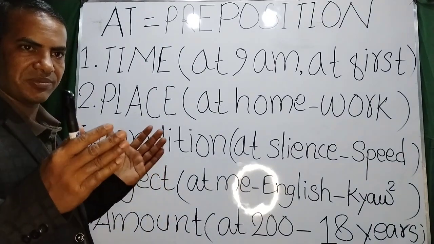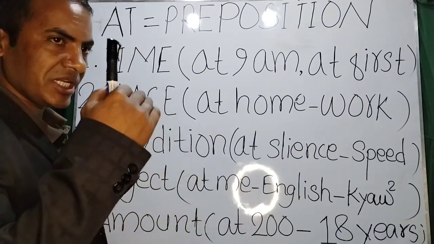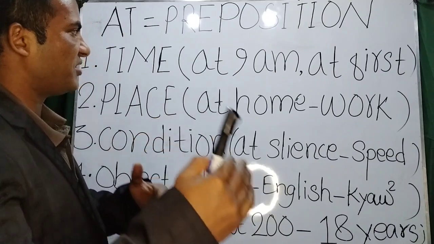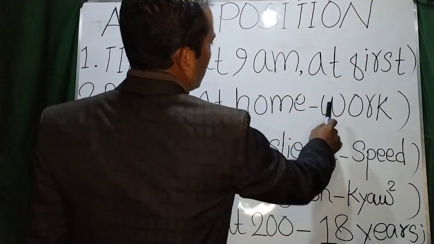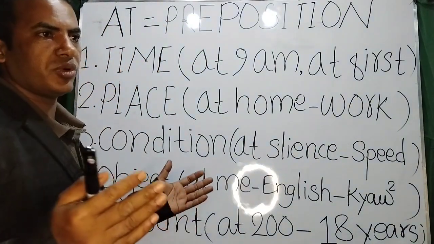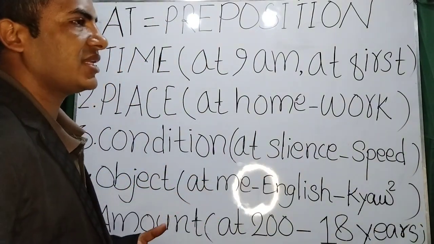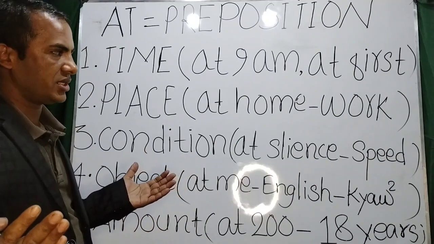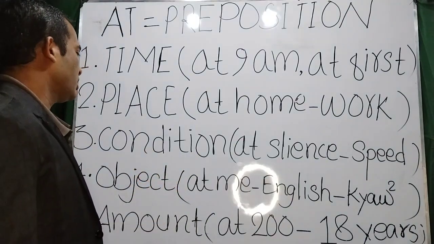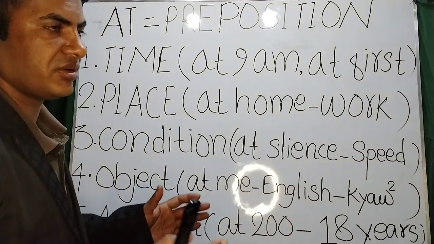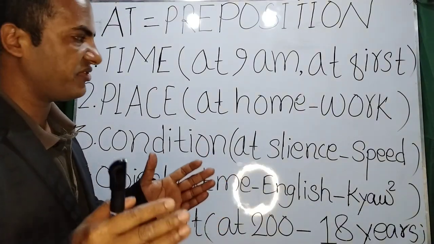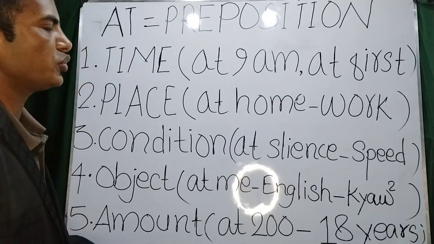To demonstrate an exact and definite place, we can use at. Also work. If somebody asks where are you now, at that time we can answer, I am at work. Number three, also condition. If we can describe an exact and definite condition, at that time we can also use it.